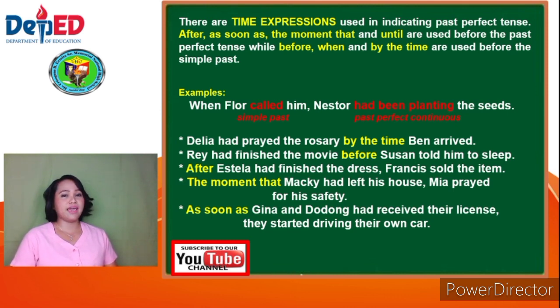Delia had prayed the rosary by the time Ben arrived. Ray had finished the movie before Susan told him to sleep. After Stella had finished the dress, Francis sold the item. The moment that Mackie had left his house, Mia prayed for his safety. As soon as Gina and Dodon had received their license, they started driving their own car.